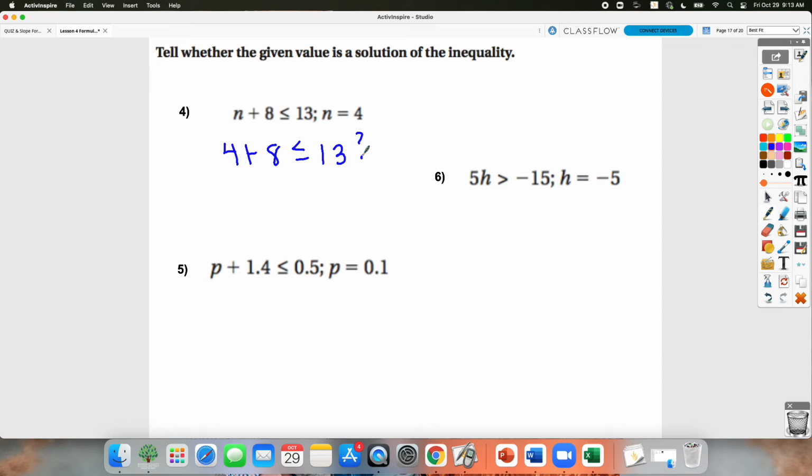Okay, what is 4 plus 8? 12. Is 12 less than or equal to 13? Yes. So 4 would be a solution to that inequality. All right, same thing again. I'm going to give you all a minute to do number 5 and number 6. You're just testing to see if that number after the inequality is a solution to it.